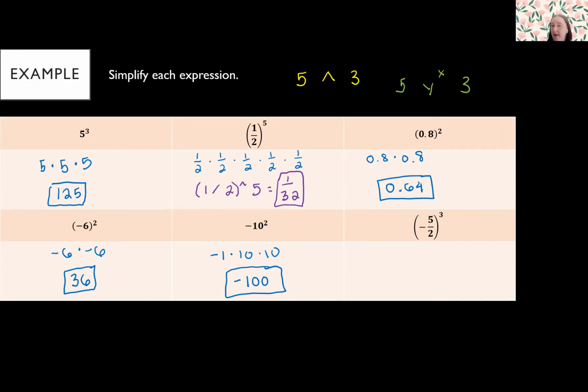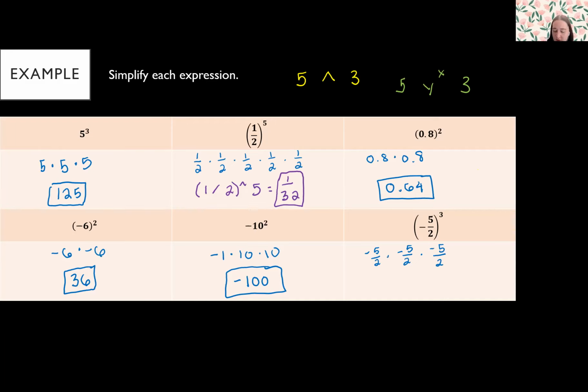So last one here, we have negative 5 halves cubed. So this is equal to negative 5 halves times a negative 5 halves times a negative 5 halves. So if you're doing this by hand, that negative could go on the top or it can go in the bottom. It doesn't matter, or you can put it in the middle. It means the same thing. I usually put it with the top.